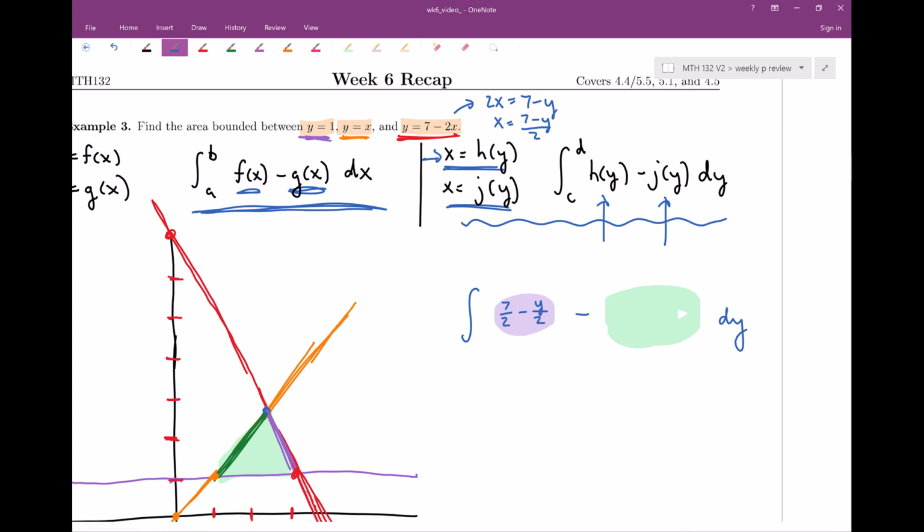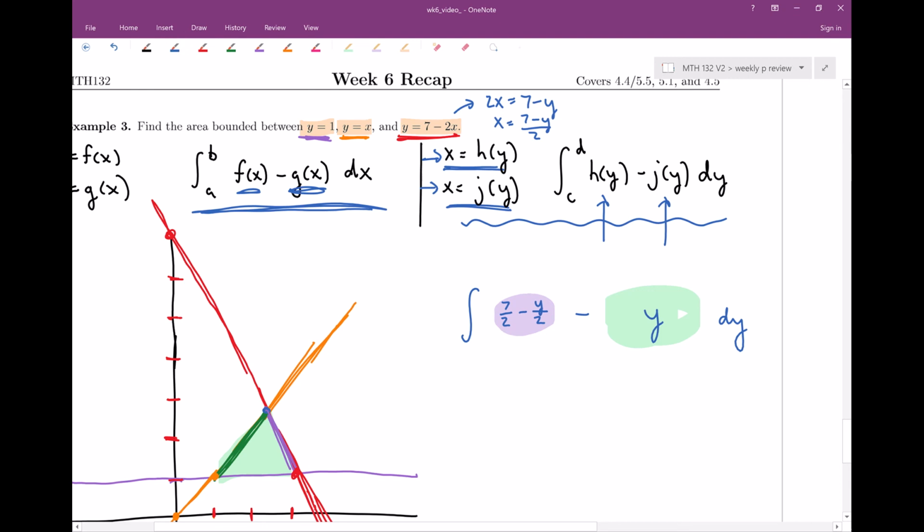Now let's subtract away my smaller function, right? My smaller function was this green one right here. It was part of y equals x. So y equals x. Again, I need to solve this for x, but it's easy to do, right? It's already solved for x, so that's just going to be y. Again, when you're integrating with respect to y, we should have all y's here. There shouldn't be any x's.